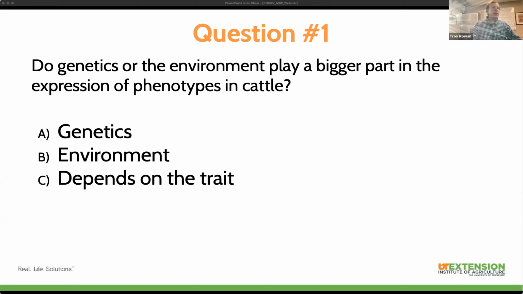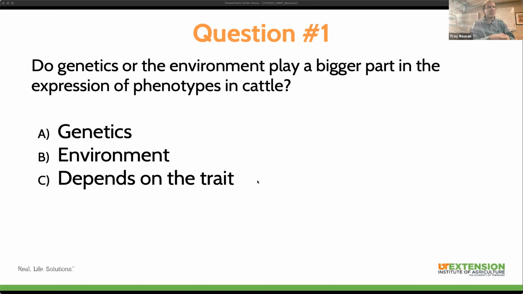All right, so the poll says 61% of people said that genetics plays a bigger part in the expression of phenotypes in cattle. 12% say the environment, and 27% say it depends on the trait. And so this might have been a trick question. A genetics guy comes up and gets to talk. You'd always think that the answer would be genetics, but hopefully what we'll walk through in these next few slides is that the amount of variation in a phenotype that's controlled by genetics versus the environment is going to really depend on the trait, right?